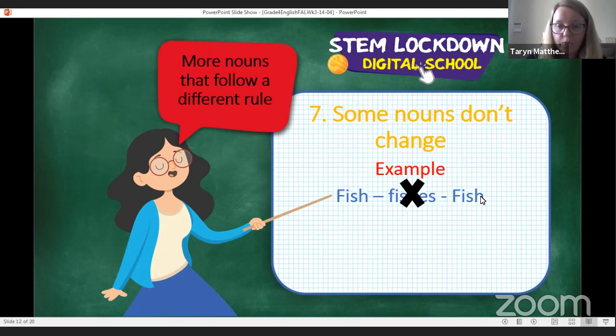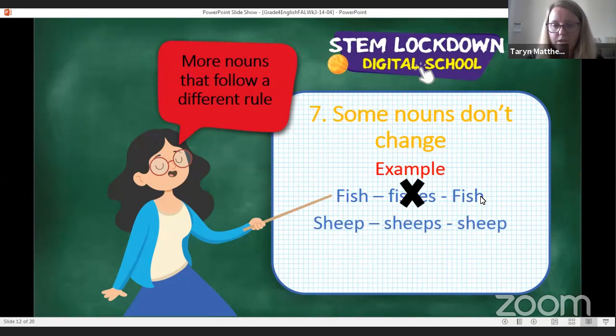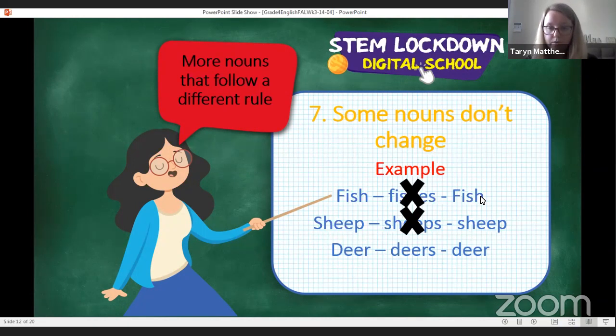Now another example is sheep. So the farmer will have many sheep on the farm. We can't say the farmer has many sheeps. That's incorrect. So sheep stays sheep. Then my next example is deer. Deer is just like a buck. So we can't say there are many deers in the forest. We say there are many deer.